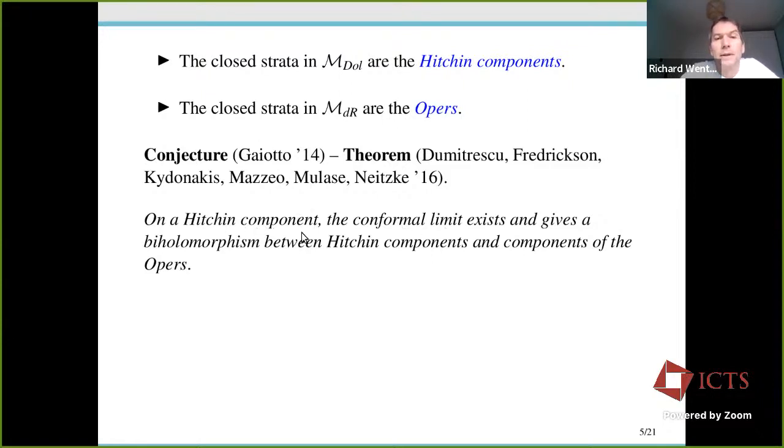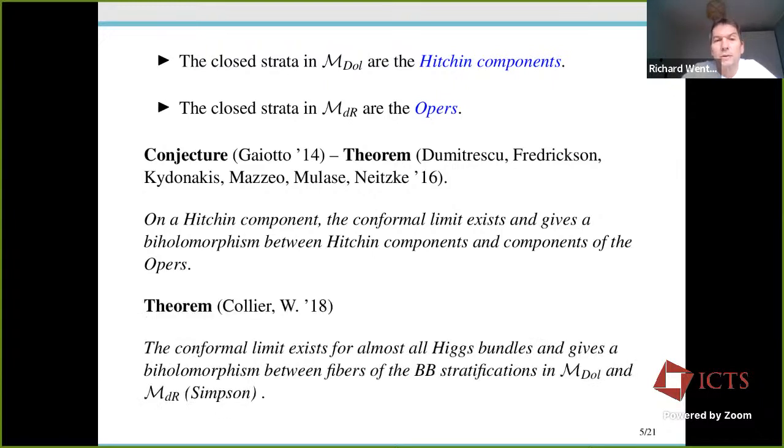The conformal limit on each Hitchin component, first of all, exists, and it gives a biholomorphism between the Hitchin components and the Oper components. And then later, Brian Collier and I generalized that, and we realized that this was really a more general statement, and it really applies to all of the strata, not just the closed strata and not just the open strata, but all of the strata of two natural fibrations of the moduli spaces.